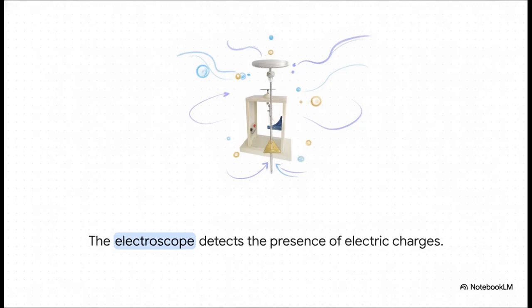Now, if you're wondering how scientists actually measure that invisible imbalance, this setup brilliantly illustrates it. This is an electroscope. When a charged object is brought near the top plate, those charges travel down the metal rod. And because like charges repel, that delicate little gold leaf at the bottom gets pushed away from the rod. It is a beautifully simple, visual way to prove that these invisible forces are actually there.